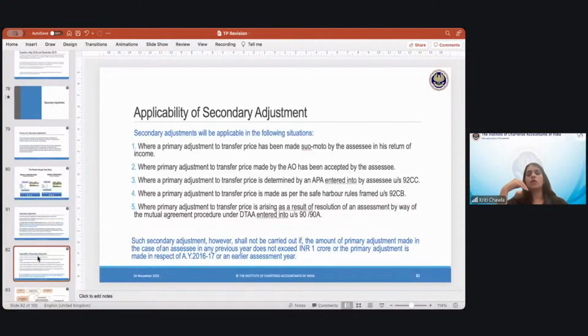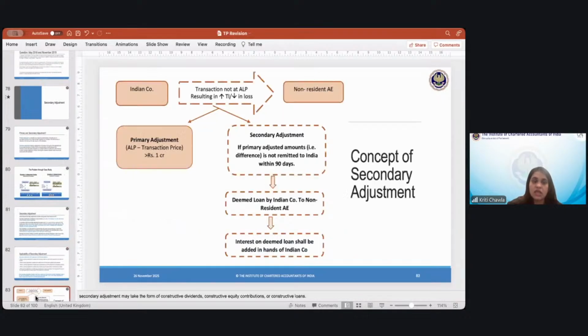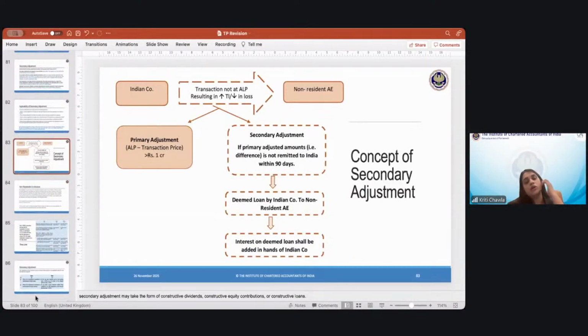And this is where the primary adjustment exceeds 1 crore rupees. So this is where I have summarized the whole concept of primary and secondary adjustment. Now, this basically happens when the Indian company is transacting with the non-resident AE, and the transaction is not at arm's length price. So there could be a total income increase, or there could be a reduction in loss. Now, when this happens, there is a primary adjustment. Only when the primary adjustment is more than 1 crore rupees does secondary adjustment come into play.